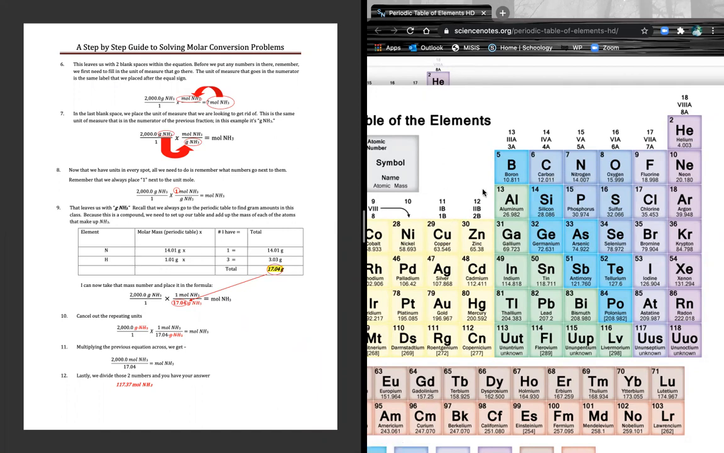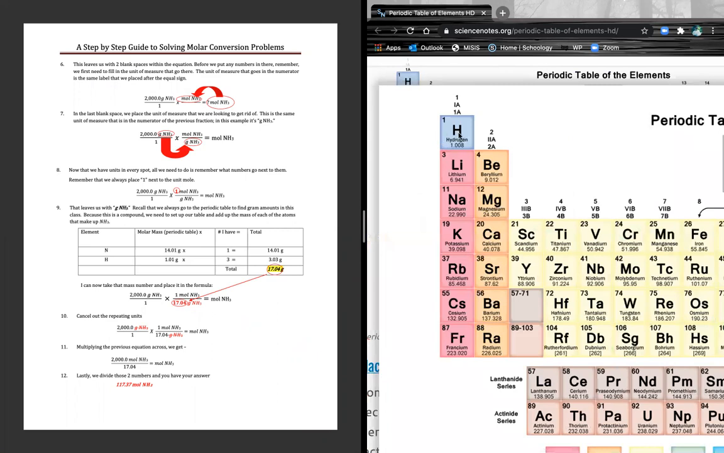So now I find hydrogen. So hydrogen is right there. So I look at that mass, it's 1.008. And again, here they rounded it, no big deal. Okay, so that's where those numbers come from.